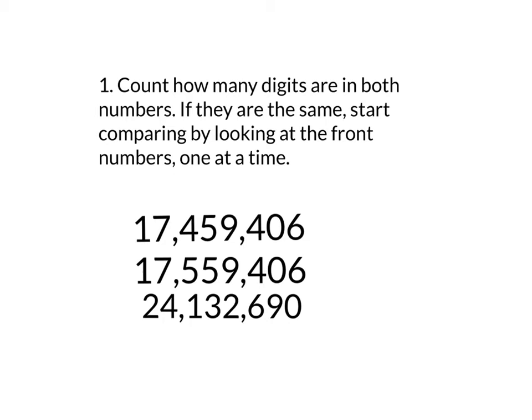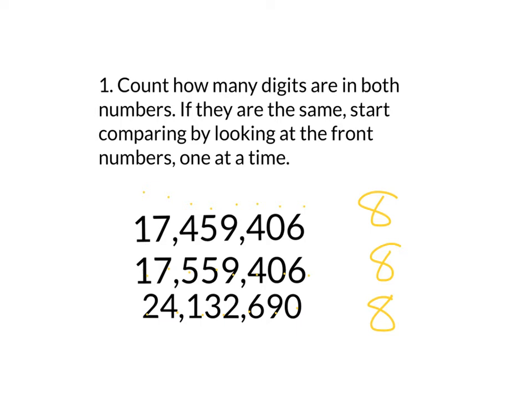Okay, so here's one rule. Count how many digits are in both numbers. If they are the same, start comparing by looking at the front numbers one at a time. This is how that would look. I am going to start by counting to make sure they all have the same amount. I have 1, 2, 3, 4, 5, 6, 7, 8 in that one, and 8 in this one, and 8 in this one. So they all have the same numbers.